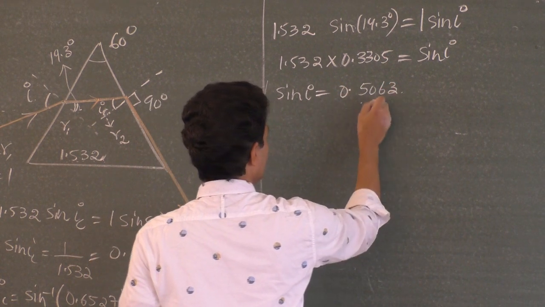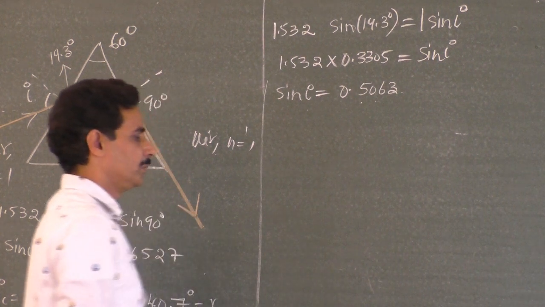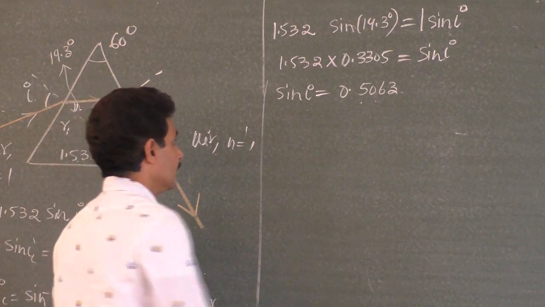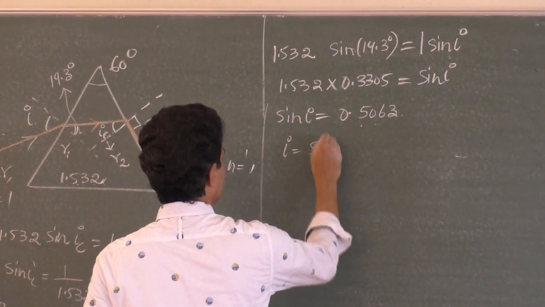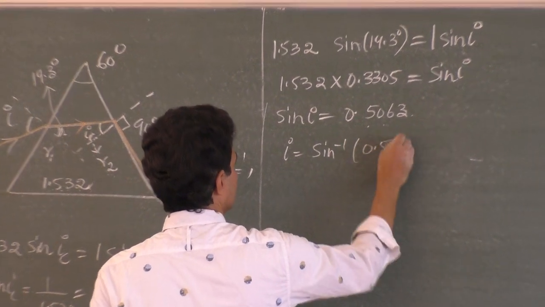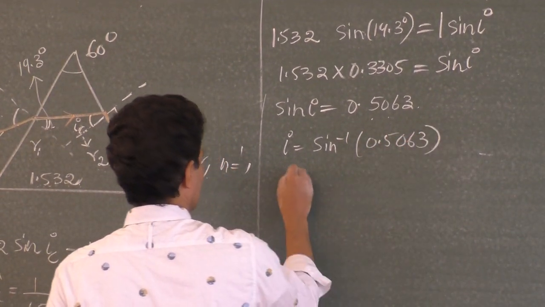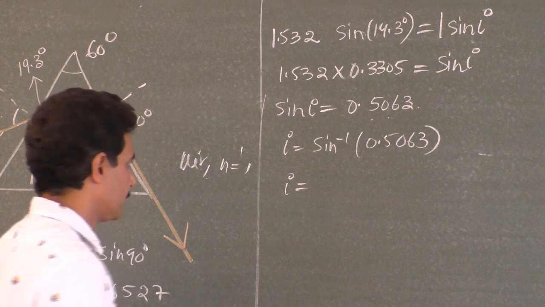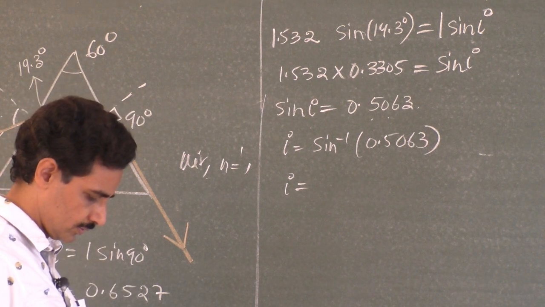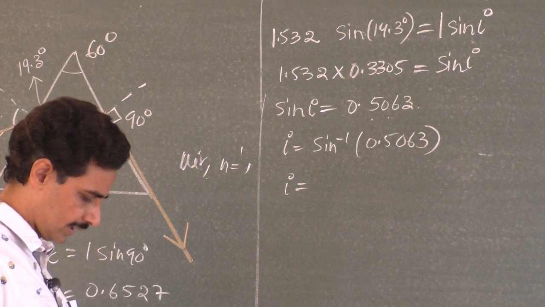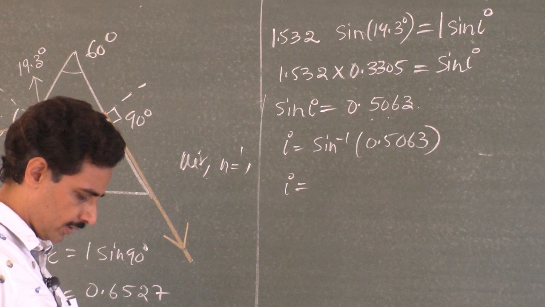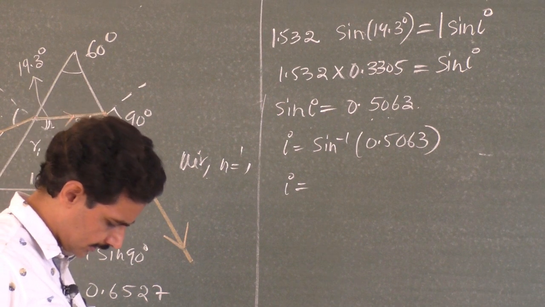0.5063. This is almost half. Angle of incidence is almost 30 degrees. We will see what I is: I is equal to sine inverse of 0.5063. So you have to again search for 0.5063. You have to see the natural sines once again. So 0.5063 should be very close to 30 degrees. So where is 30?